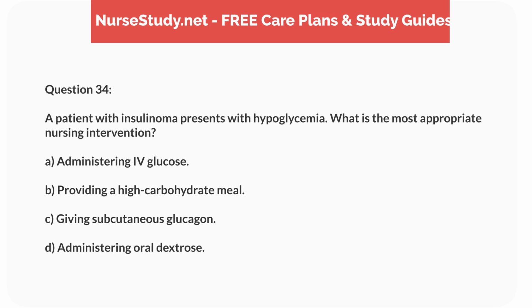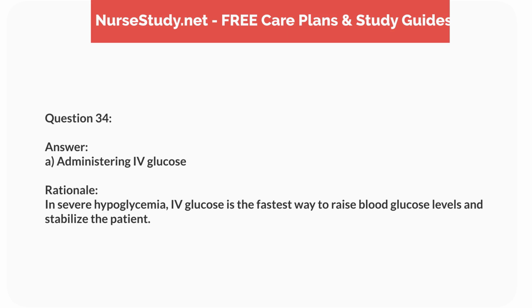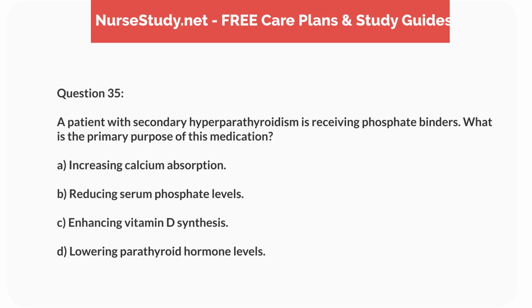Question 34. A patient with insulinoma presents with hypoglycemia. What is the most appropriate nursing intervention? A. Administering IV glucose. B. Providing a high carbohydrate meal. C. Giving subcutaneous glucagon. D. Administering oral dextrose. Answer. A. Administering IV glucose. Rationale. In severe hypoglycemia, IV glucose is the fastest way to raise blood glucose levels and stabilize the patient.